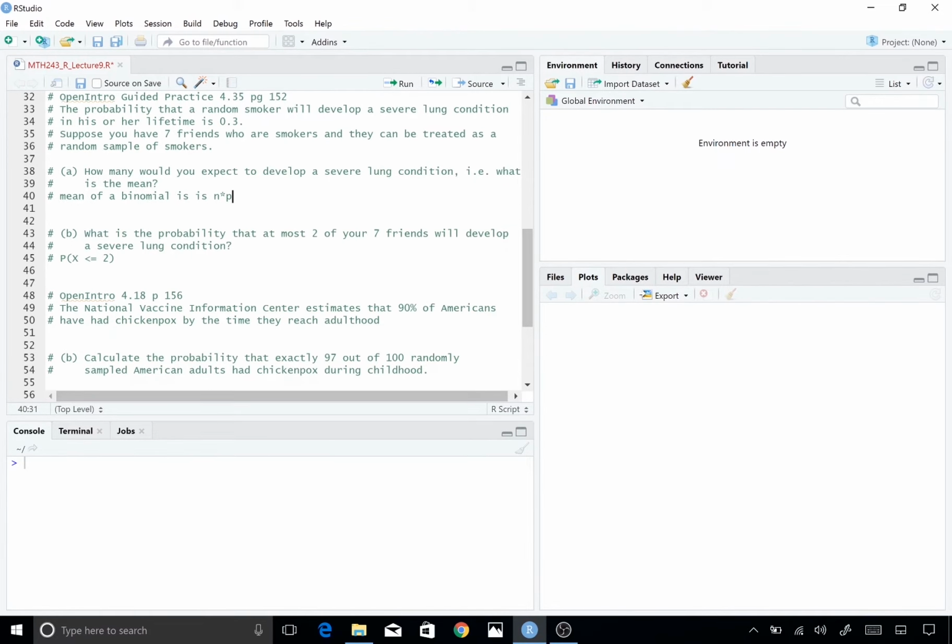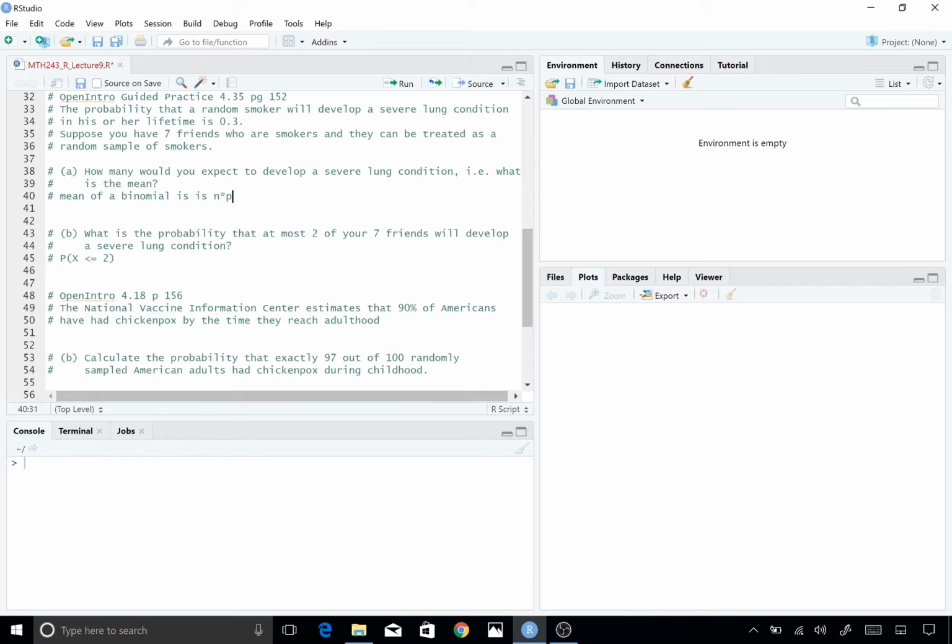I'll do a couple of problems from the book. This is from the smoking question on page 152. You have 7 friends who smoke, and the probability that a smoker gets a severe lung condition in their lifetime is 0.3. Now, as they point out, if your friends know each other, they may influence each other's smoking habits, so our independence assumption would be violated. But let's say we can consider them a random sample from some population so that our independence assumption is justified.